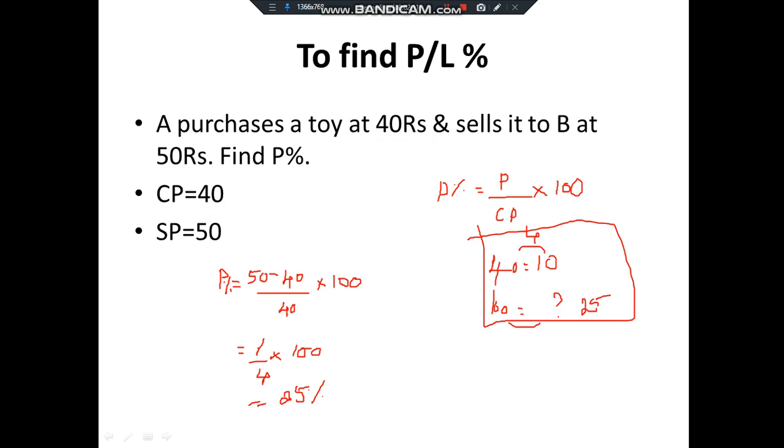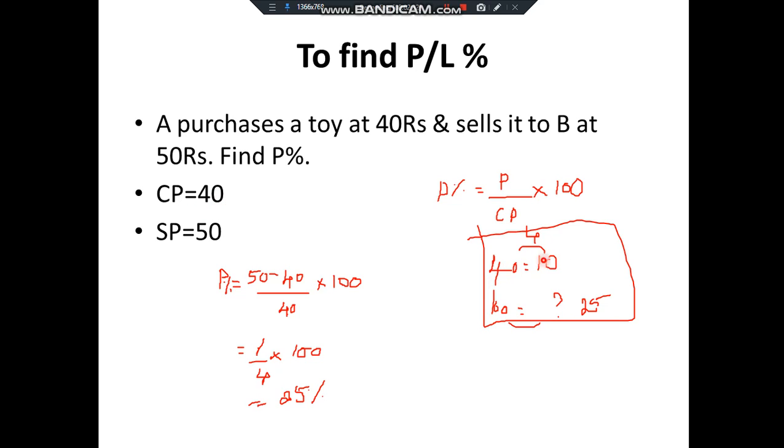Whenever you are asked to find profit percentage or loss percentage, find the profit or loss, whichever is based on your question. Here it is profit, right? So SP minus CP, which is 10 rupees, okay? So find the profit. See, for a cost price of 40 rupees, you get a profit of 10 rupees.